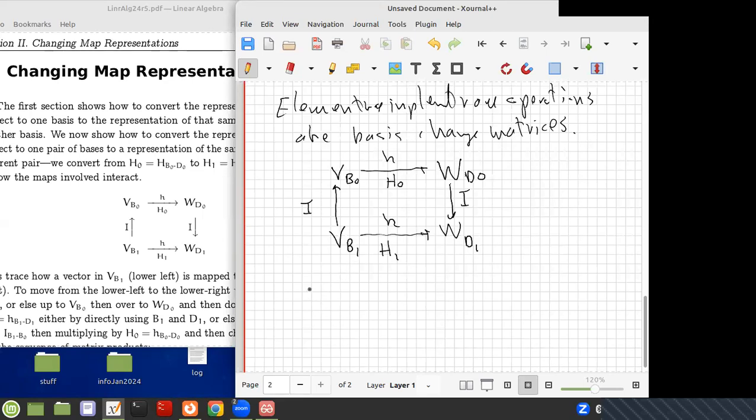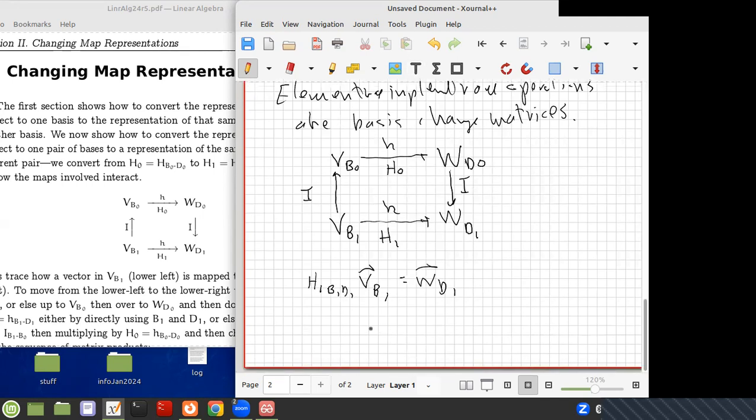So if we start, we can see that H1, which goes from B1 to D1, acts on vector V that's in B1 and produces a vector W that's in D1.